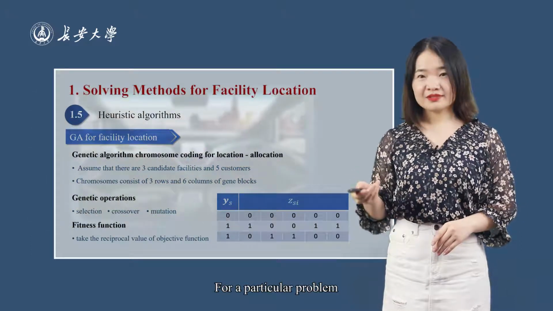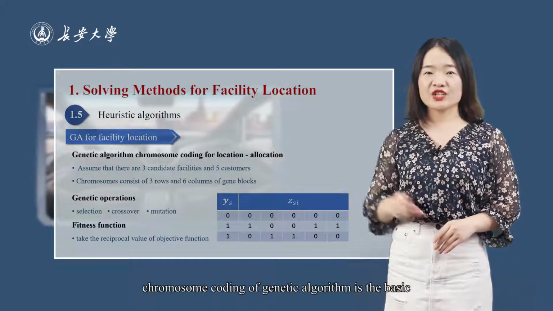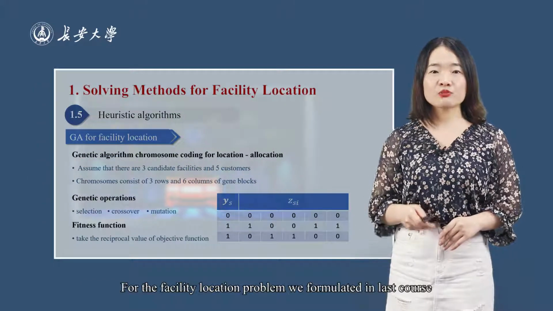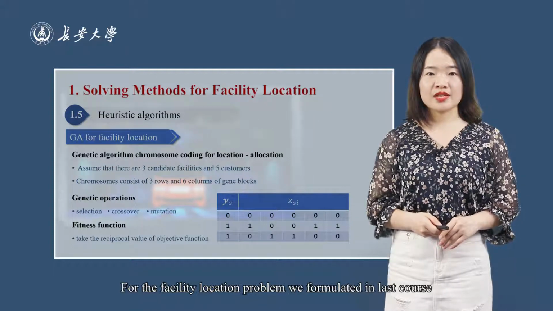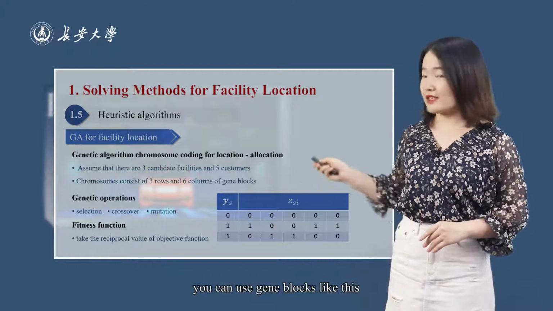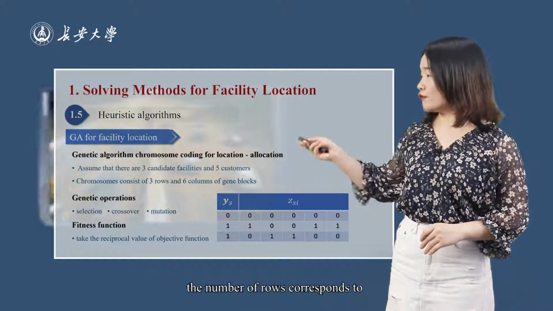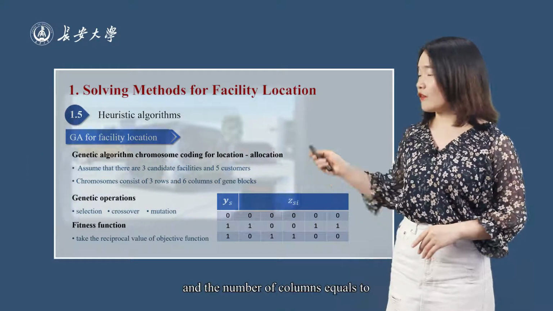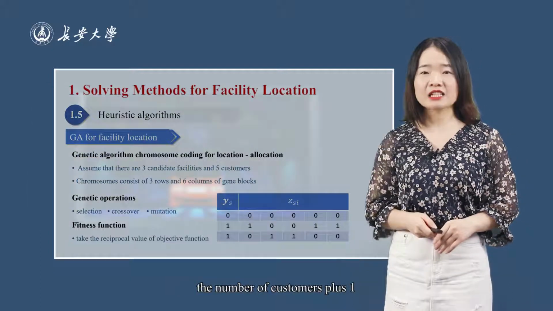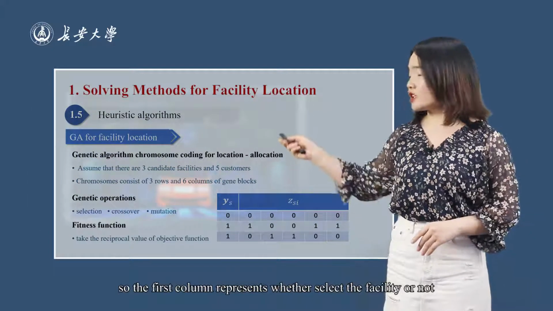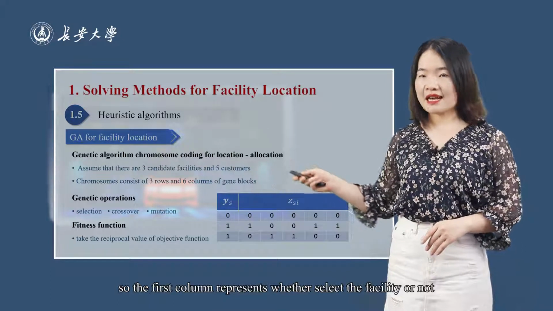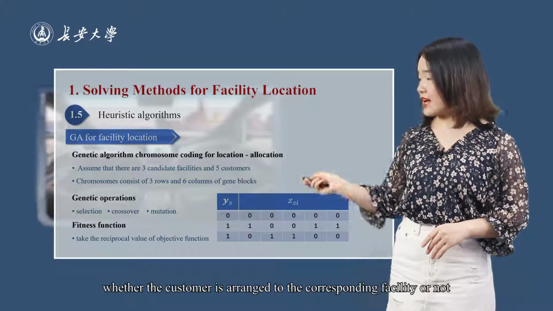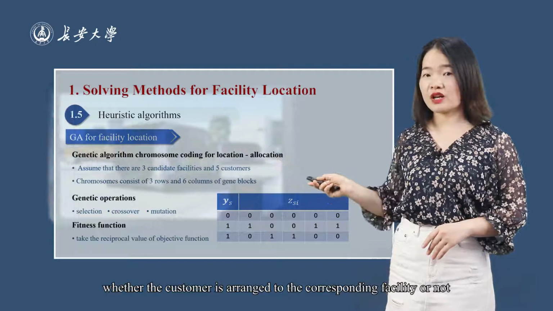For a particular problem, chromosome coding of genetic algorithm is the basic but very important step. For the facility location problem we formulated in last course, you can use gene blocks like this. The number of rows corresponds to the number of candidate facilities, and the number of columns equals the number of customers plus 1. So the first column represents whether the facility is selected or not. Each of the rest of the columns represents whether the customer is assigned to that corresponding facility or not.